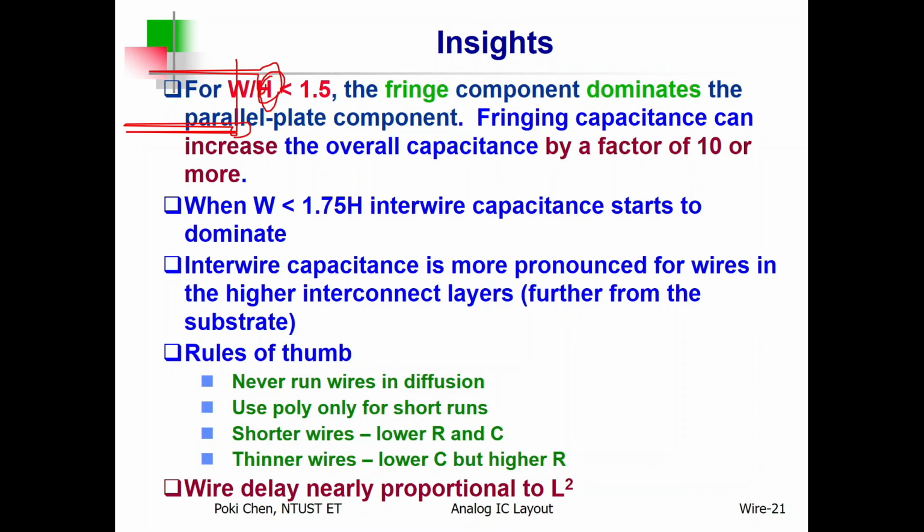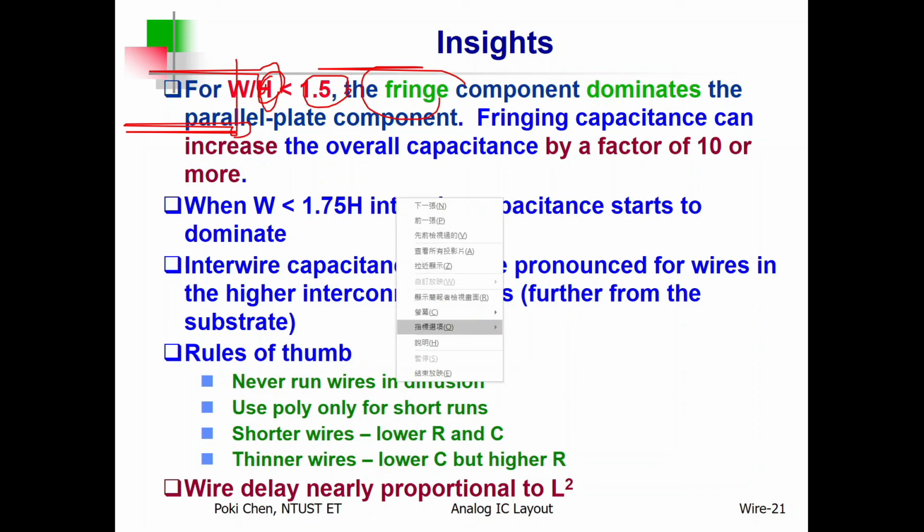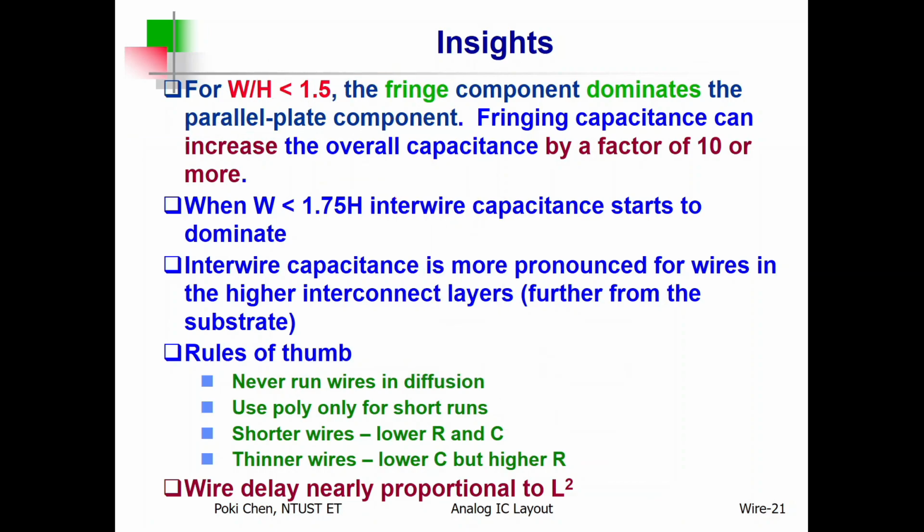So it means that for all the new processes you have nowadays, W over H is already much less than 1.5. Pay attention to your fringing field. It is harmful for wires, for interconnects, but it is really good for capacitance. Congratulations. If it is much smaller, then fringing field may be one order higher than your parallel plate. It is very harmful for your high frequency operation, but it is good for your real capacitor.